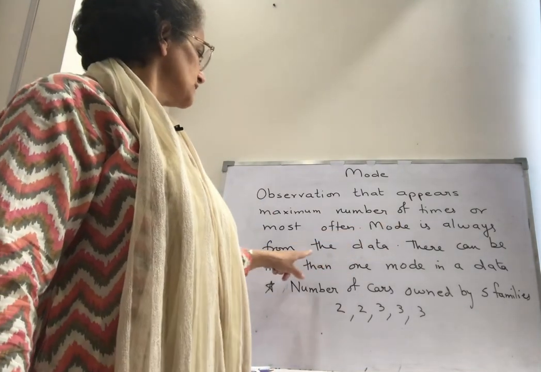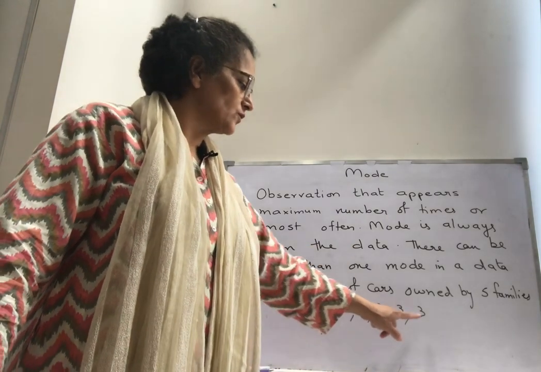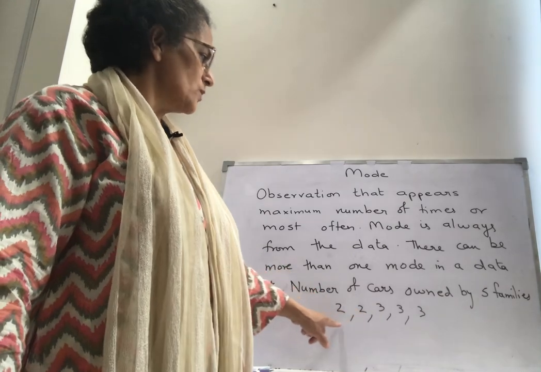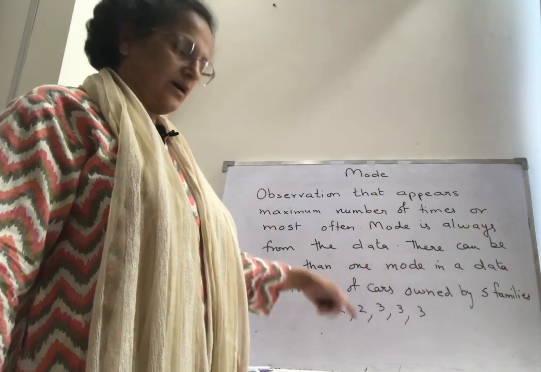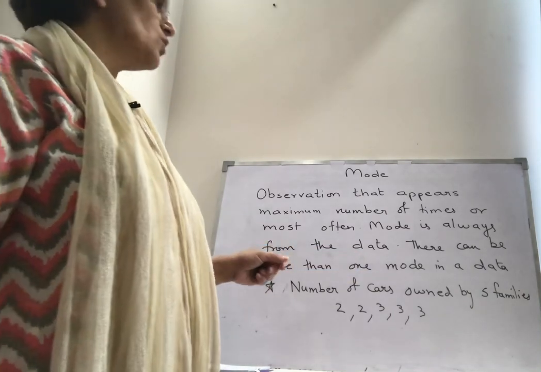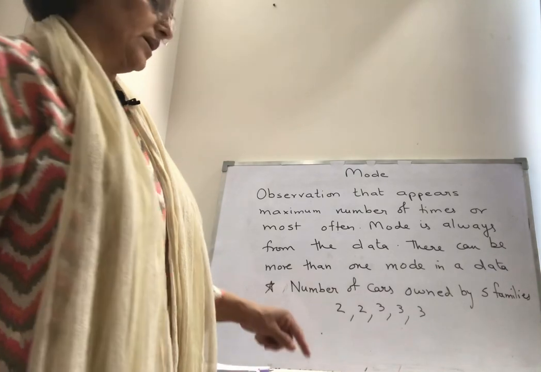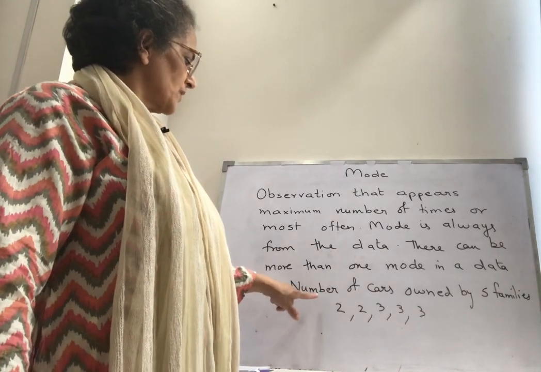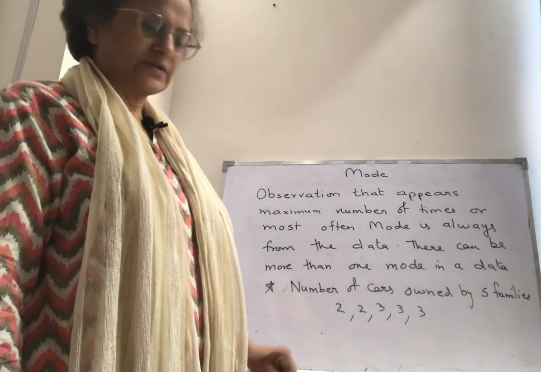Mode is always from the data. So mode you get always from the data given to you, and there can be more than one mode in a data. I'll take another example and I'll show you how more than one mode can be there in the data. So in this case, we have taken number of cars owned by 5 families.